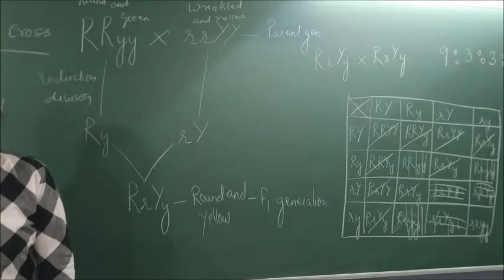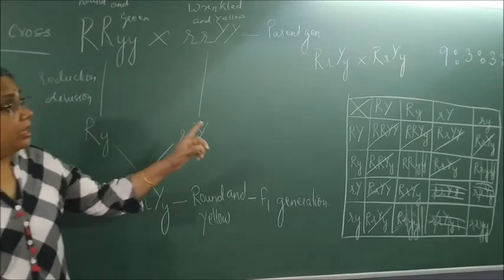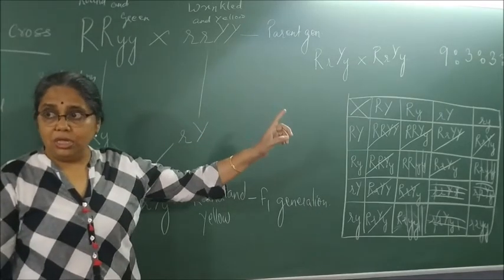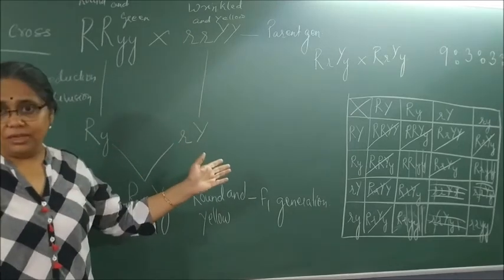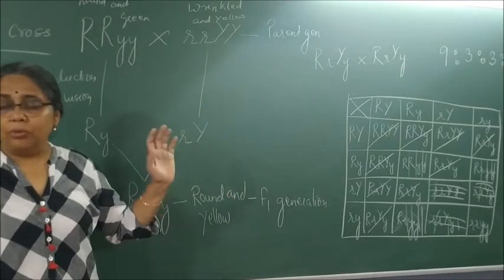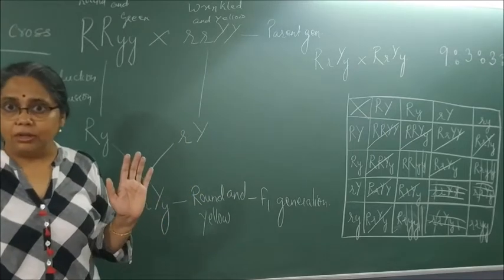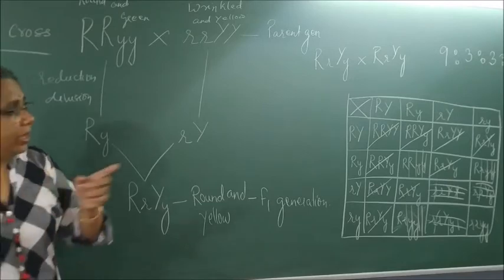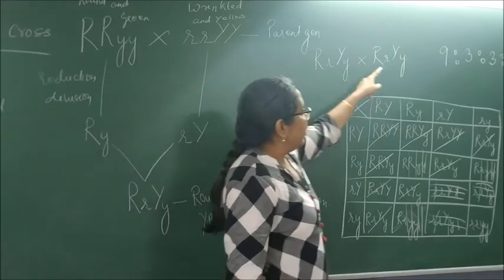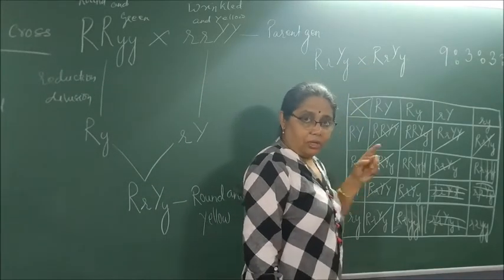So our dihybrid ratio is 9:3:3:1. No rocket science, just very simple it is. But the only thing is, do it correctly. Okay? So we can get it using a Punnett square. Write this and then draw this. Okay? You can stop.